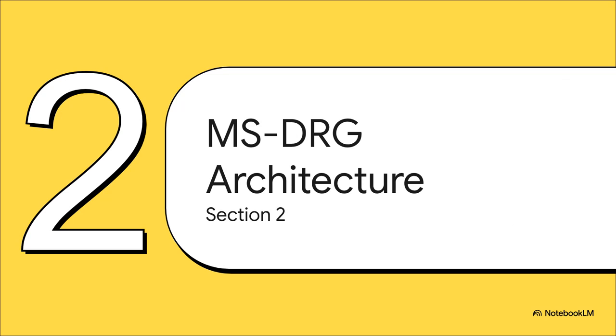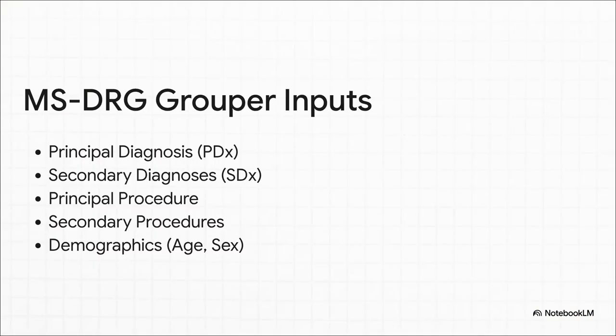Which brings us to Section 2, inside the MS-DRG architecture. So how does this actually work? The system uses a logic engine called the grouper. Medical coders basically feed ICD-10 codes into the software. But here's the kicker. Not all inputs are created equal. The grouper looks at the principal diagnosis, secondary diagnoses, procedures, and patient demographics like age, sex, and discharge status.